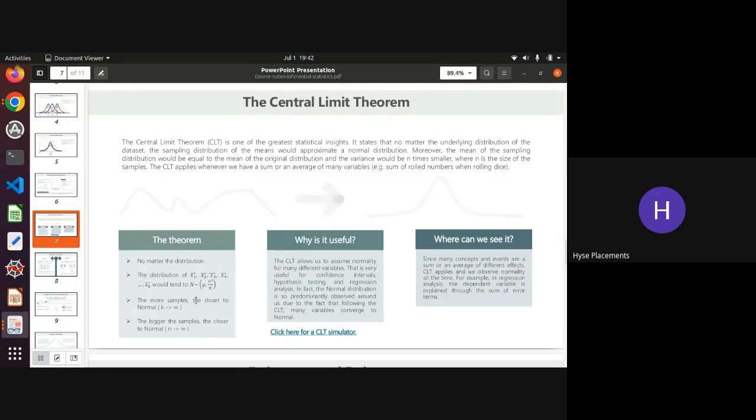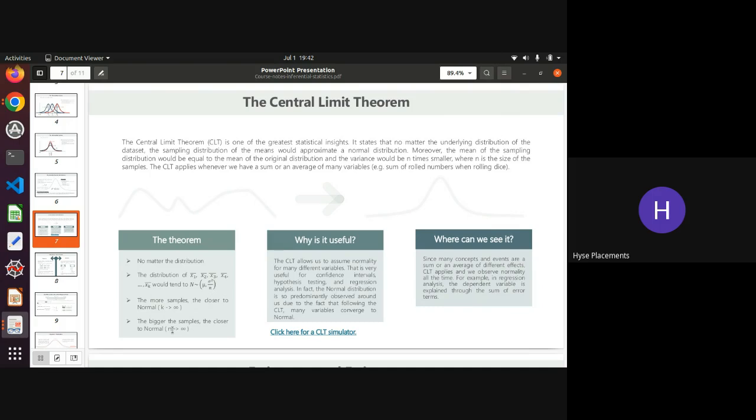See, the more samples, the closer to normal. The bigger the samples, the closer to normal. It's the same thing. If you increase the sample size, you get closer to normality. If you increase the samples, at least sample size and samples are different, increasing the number of samples, you'll also be closer to normality actually.